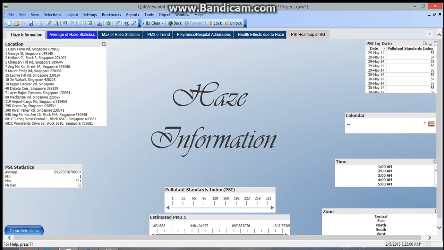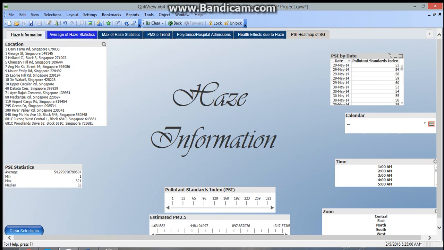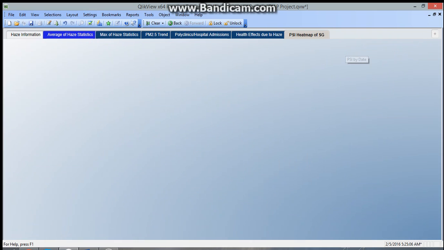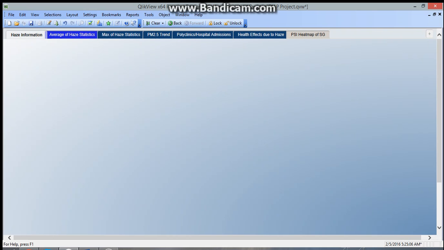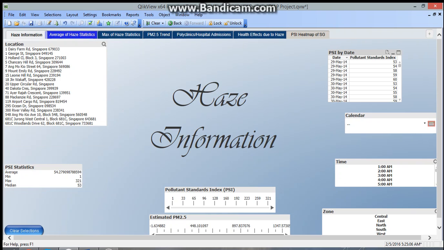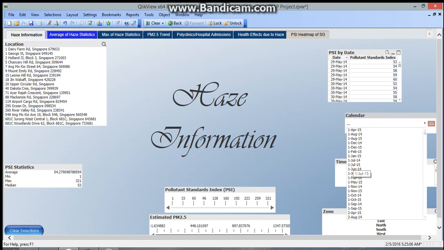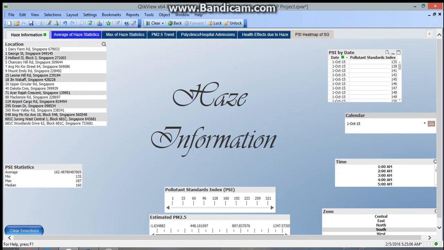The first question says that the user is supposed to be able to receive the haze condition in any date and time possible. As we can see here, I have a table box with PSI and date. What it does is that it incorporates the dates and the PSI into the table box, and we also have a calendar object right here. The user is going to click over here and pick any date, let's say 1st October 15, and then he'll receive the PSI that was processed throughout the day.